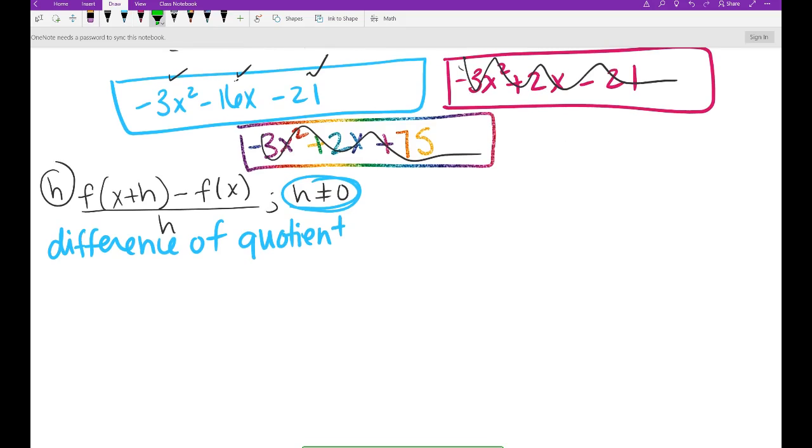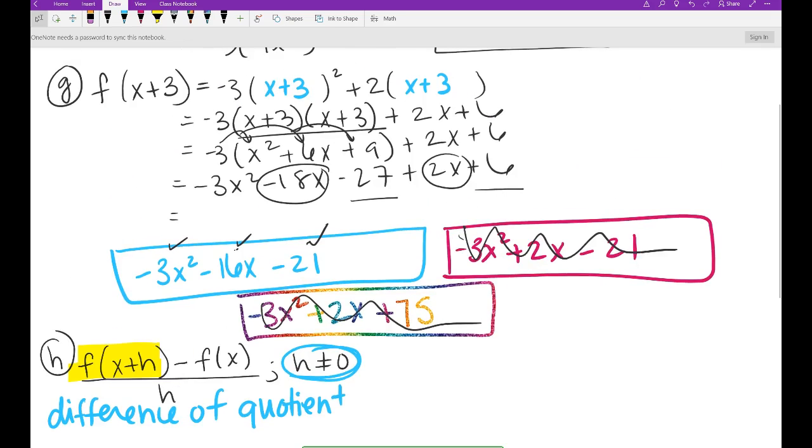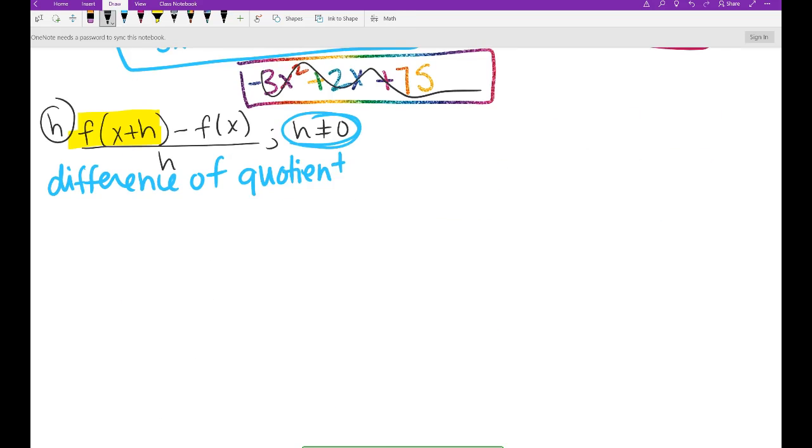Well, the first thing you're going to do is evaluate, and they get yellow. Evaluate this. Do we kind of know how to do that? Did we do something very similar to that? Yeah, instead of h, we did 3, right, in letter G. So in this one, we do exactly the same thing, except we keep h as h. So we're going to break this down in pieces. The first thing I'm going to ask you to evaluate is this right here.